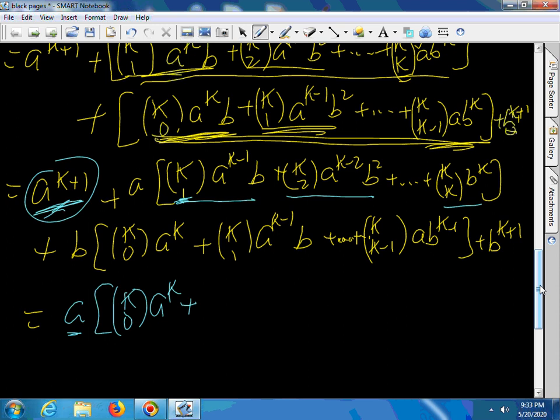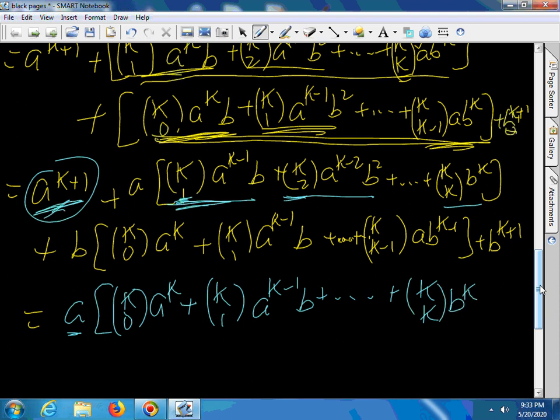Plus k choose 1, a to the k minus 1 b, all the way down to k choose k, b to the k. Now that's the binomial theorem.